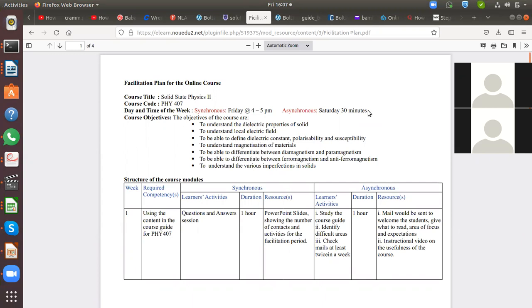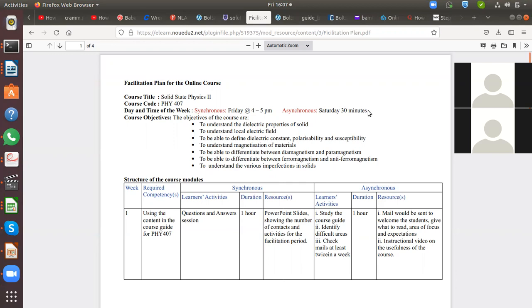So in this course, we are going to be learning some basic concepts about solids that have to do with their applications. These are things industrialists and engineers are interested in in solid materials before they can use them in industry. One of the important things there is what we know as the dielectric properties of solids. We are going to be doing this course on Fridays from 4 to 5 p.m. Hopefully, like we started today.